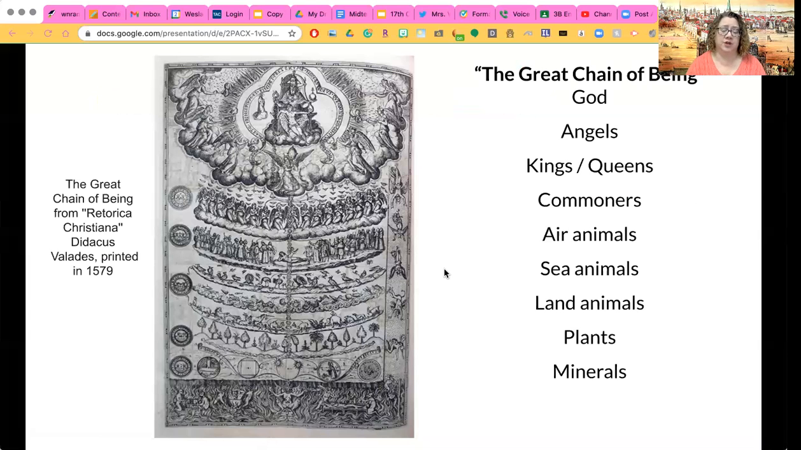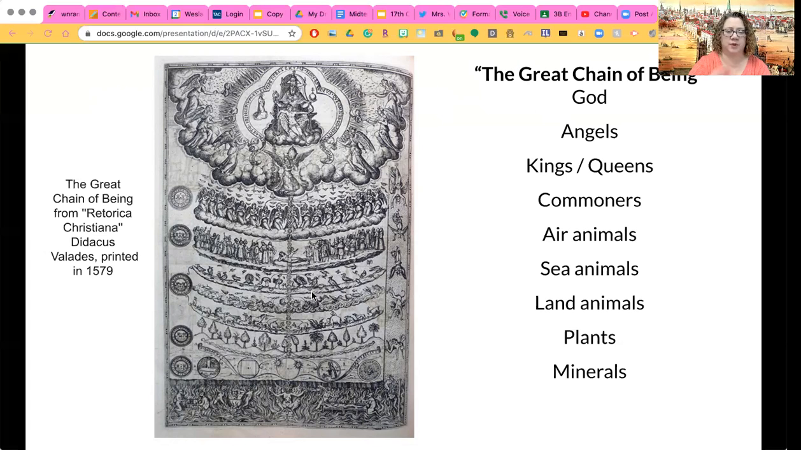So this is an illustration from a book called Rhetorica Christiana, which is sort of like the overview of Christian beliefs, separate from the Bible, working with the Bible, but like, this is what we hold to be true in this belief system. And the Great Chain of Being is about a hierarchy in the universe. So if we're contemplating this large universe, how is it ordered? What's its structure? And this is what they came up with. It's called the Great Chain of Being. And so God is at the top of it.